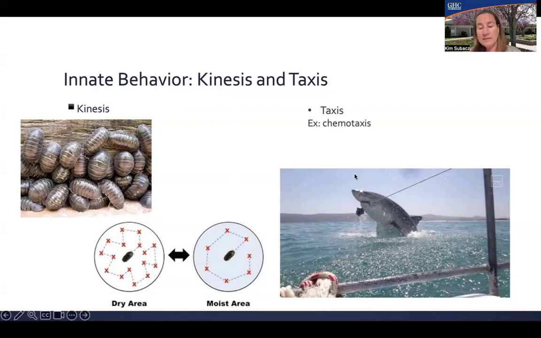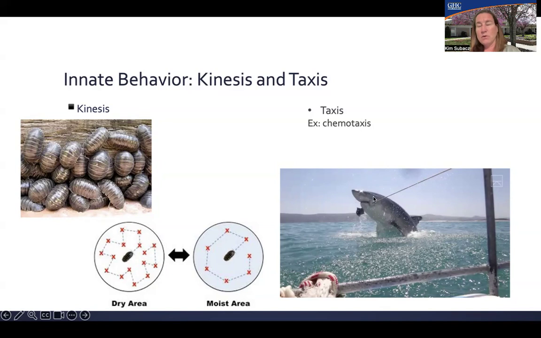Over here on the right-hand side is taxis, and that's going to be movement towards or away from something. Positive going towards something, negative taxis going away from something. And if we put the prefix in front of it, chemotaxis, we can see that this great white shark here followed the chum trail through the water, exhibiting positive chemotaxis to where it finally found the source of the bait here and attacked. So positive chemotaxis for the great white shark here.